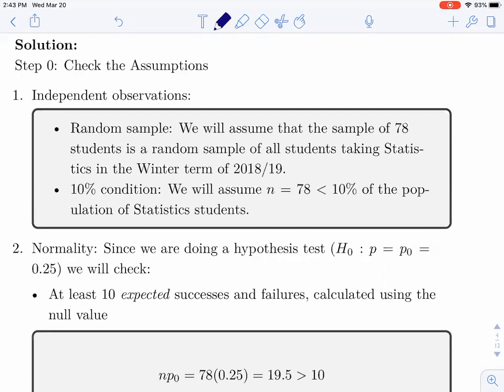And then the 10% condition, again, I'm just saying, okay, I'm going to assume that 78 students is less than 10% of the population of all stats students. Only because you have to be in stats to write a stats test. So that's the only reason I put that qualifier on there. But, yeah. So here, you just kind of bungle your way through it. Say, here are all the things I'm assuming. Leave me alone.